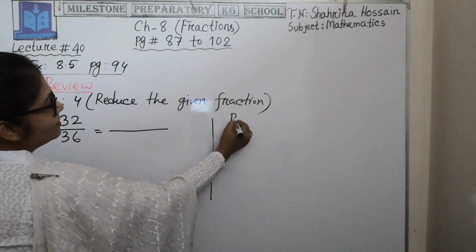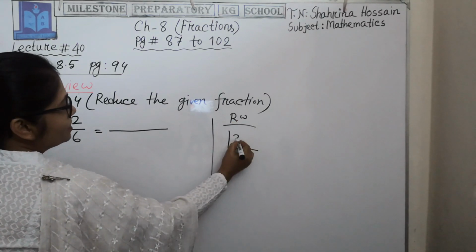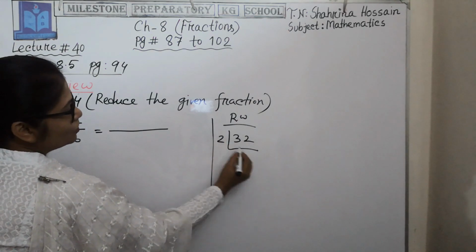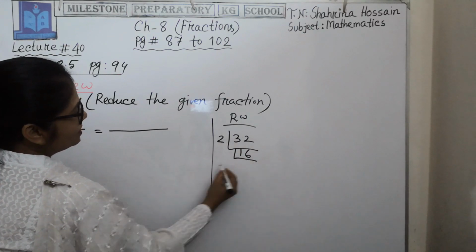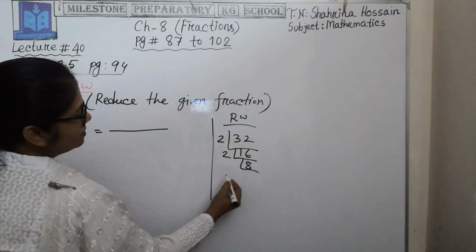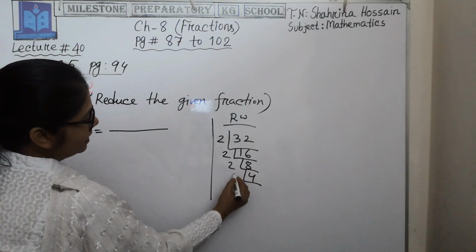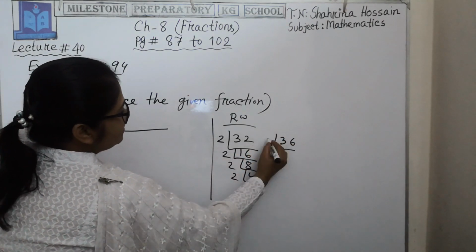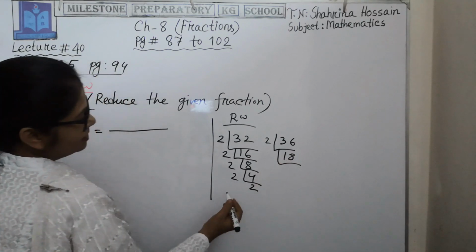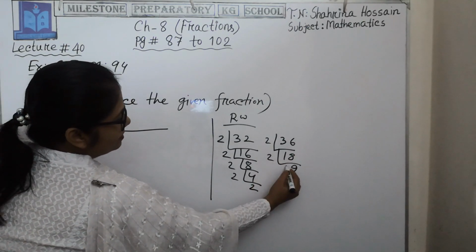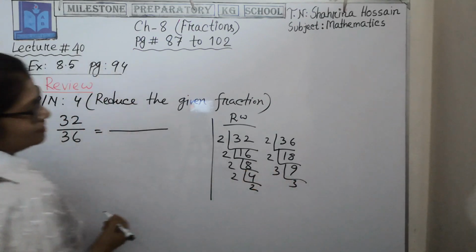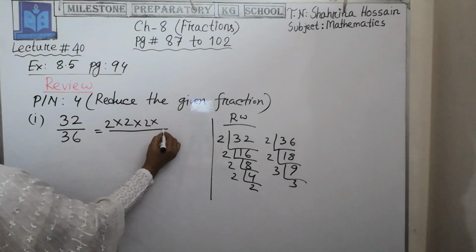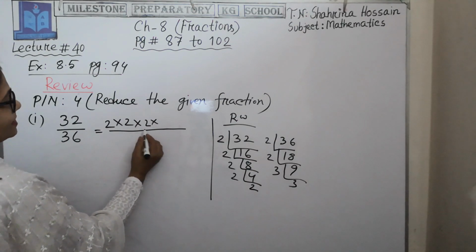We can do rough work here. At first we will find the factors of 32. So 2 16s are 32, then 2 8s are 16, then 2 4s are 8, then 2 2s are 4. Now for 36, 2 18s are 36, 2 9s are 18, 3 3s are 9. So we got the factors of 32 and 36.